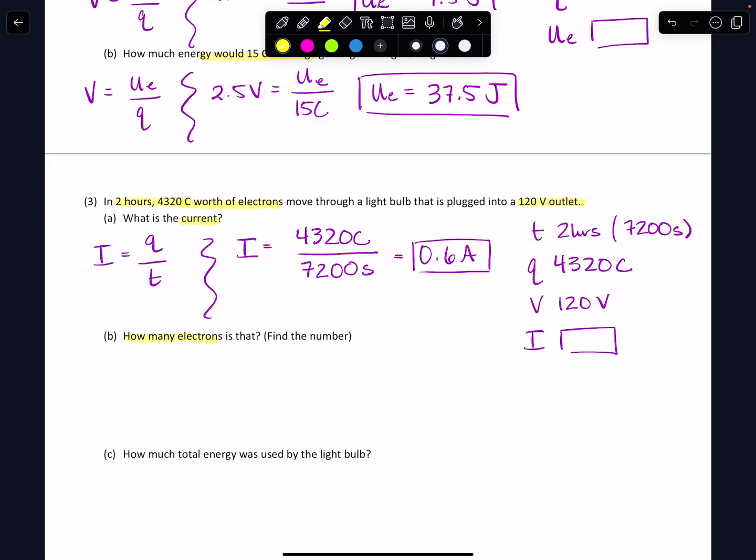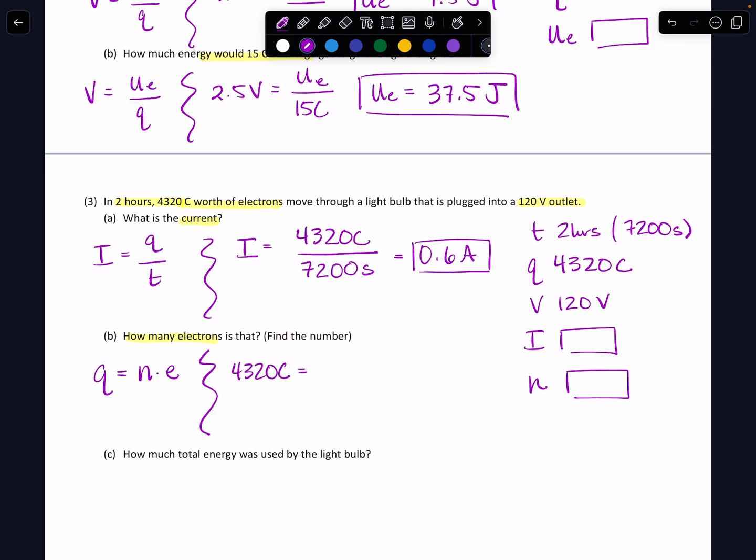The next one now, how many electrons? All right, so now I want to find N. How many electrons are moving in that charge? And I know that the charge is equal to the number of particles times the charge per particle. All right, so 4,320 coulombs is going to be equal to my unknown times 1.6 times 10 to the negative 19th coulombs. Now, if you want to get specific, I could put a negative sign out front for my charge, because it is electrons. But if I do that, I need to put a negative sign in front of E. So the negative sign is going to cancel, and I'm still going to get particles.